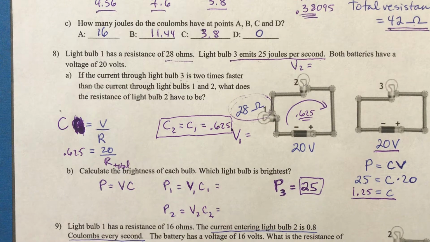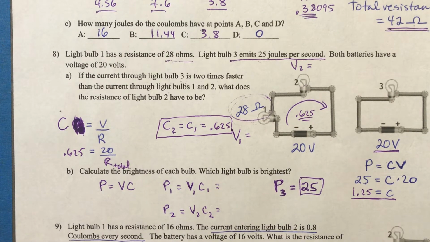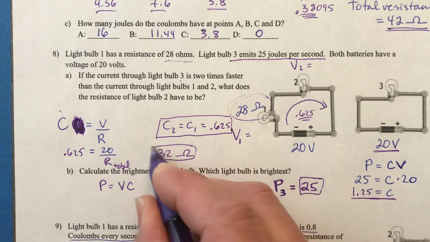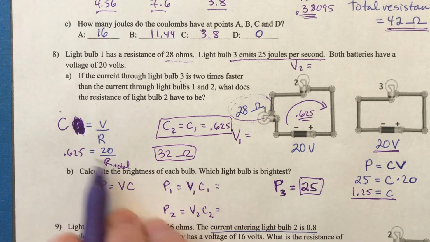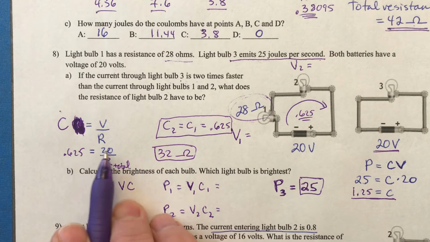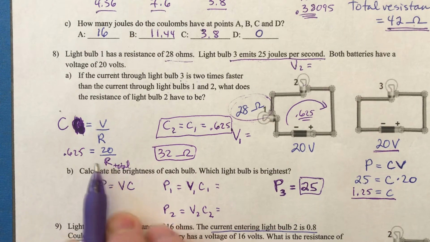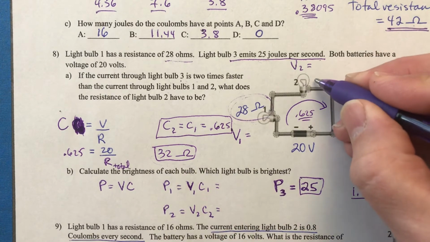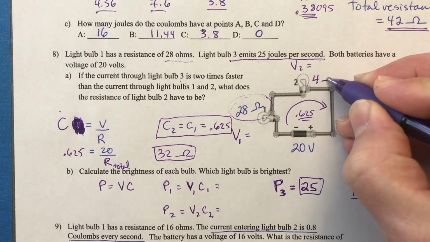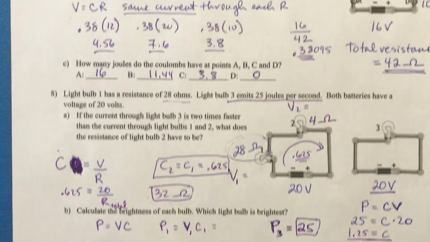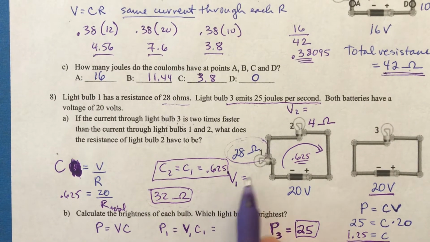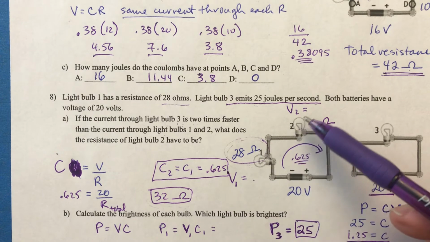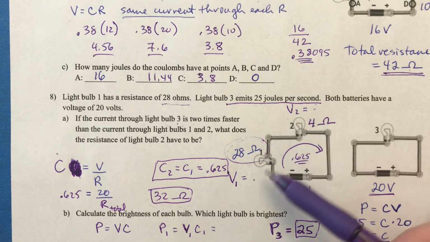And if we do that, we will get a total resistance of 32 ohms. If you cross multiply here, you'll get the resistance is 20 divided by 0.625. So if the total resistance is 32, then we know that the resistance of the second bulb must be 4. And now that we know that the resistance is 4, we can figure out the voltage drops for each one of these bulbs.